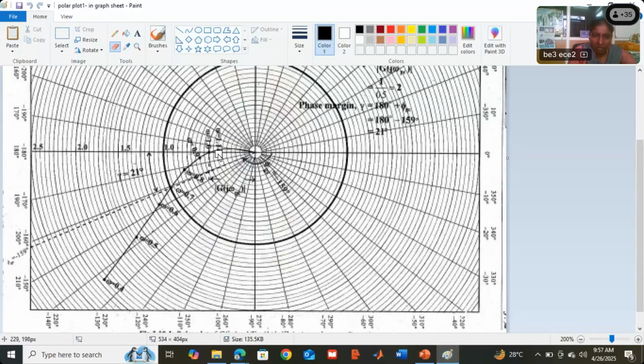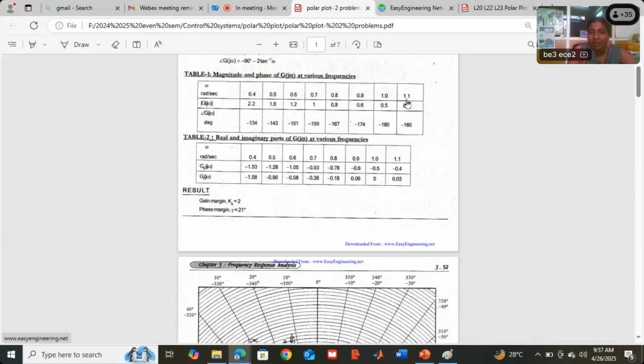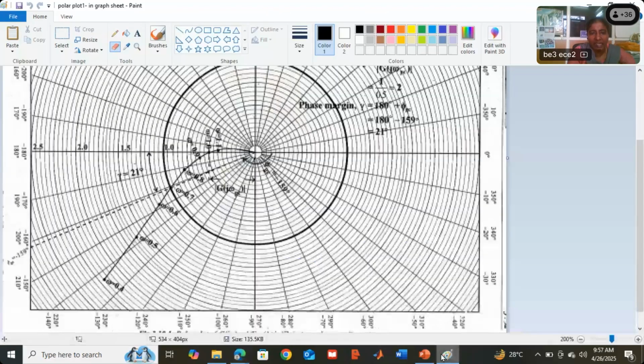I am coming to this dot where omega value is 1.1. I am going to the calculation. Omega value 1.1, magnitude 0.4, phase angle minus 185. Minus 185 means it will come to the second quadrant, since minus 180 is the negative x-axis. So angle minus 185 and magnitude 0.4. See the graph sheet, this dot I am talking of. The negative x-axis is minus 180, and the next line above this is minus 190.